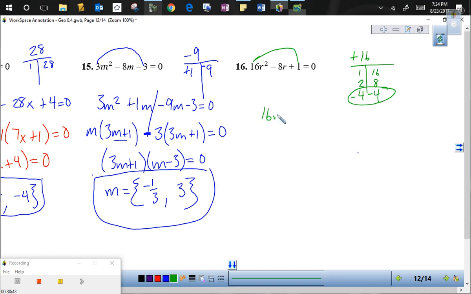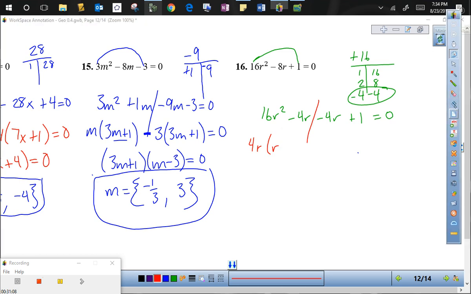Okay, so 16r squared minus 4r minus 4r plus 1 equals 0. If we split it, okay, we're looking at a 4 and an r that's in common with those first two. So when we take 16 divided by 4, we get a 4. And then r squared divided by r is r. Negative 4r divided by positive 4r is negative 1.